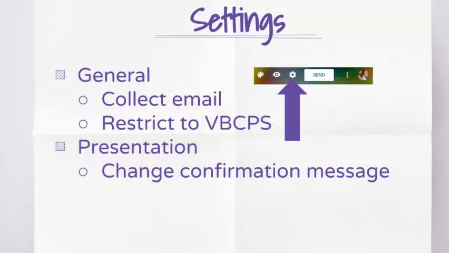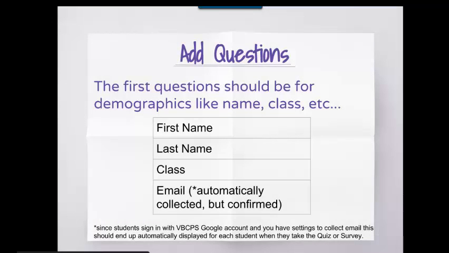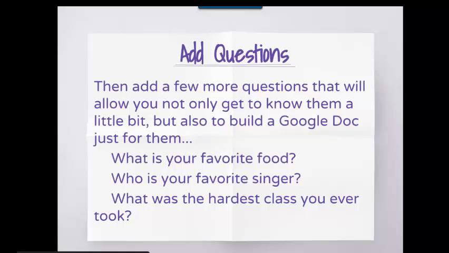You're going to set up your settings: collect email, restrict it to your district, and make sure that you change your confirmation message a little bit too. I'm going to go ahead and add some questions, just survey demographic questions at first. First name, last name, class. Your email should be automatically collected if you did that setting. And then add some other questions like what is your favorite food or who's your favorite singer.